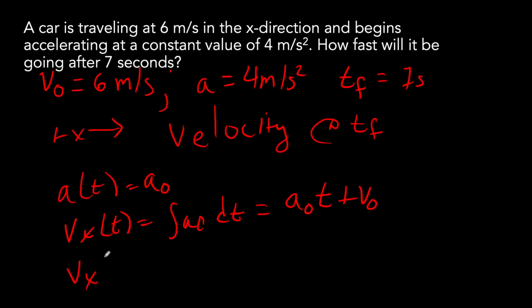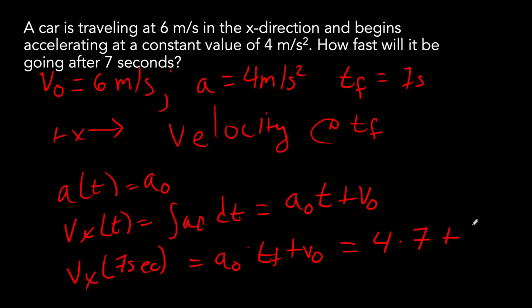So Vx of 7 seconds is equal to A naught times our t final plus our V initial, which is the same thing as 4 times 7 plus 6. And this is 28 plus 6, which is 34 meters per second. Done.